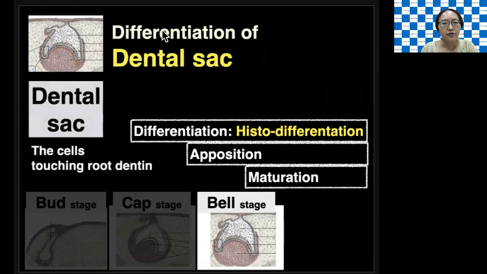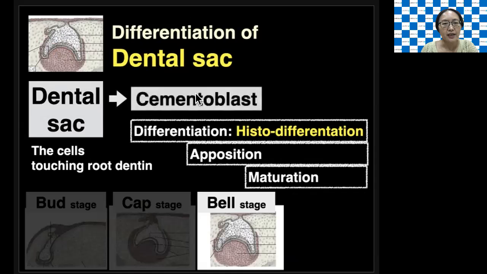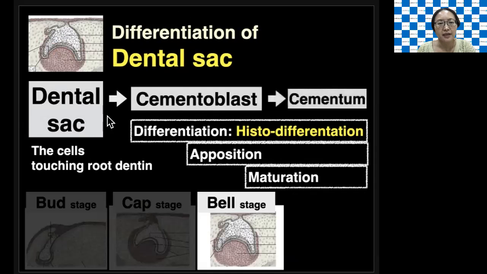And the differentiation of the dental sac mainly happens on the cells touching the root dentin. These cells will differentiate into the cementoblast, and this will happen mainly in the root formation stage. And the cementoblast will produce cementum in the future.